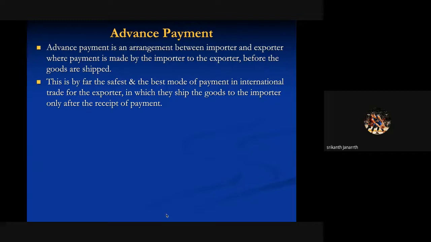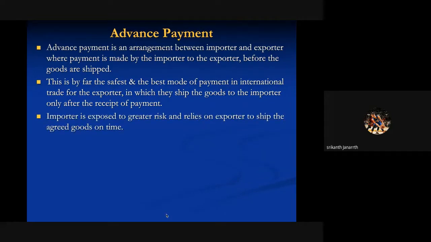But if the goods are highly demanded, it is just the opposite of open account. In advance payment, you tell the importer, you send me the money. There's no way the importer can buy these goods from anywhere else. So he has to agree to this advance payment term: he will send the money, remit it through the bank, and then the exporter collects the money. He will manufacture the goods and ship them, right? So here the great risk is taken by the importer. In open account, the great risk is taken by the exporter, but in advance payment, the importer takes the full risk.